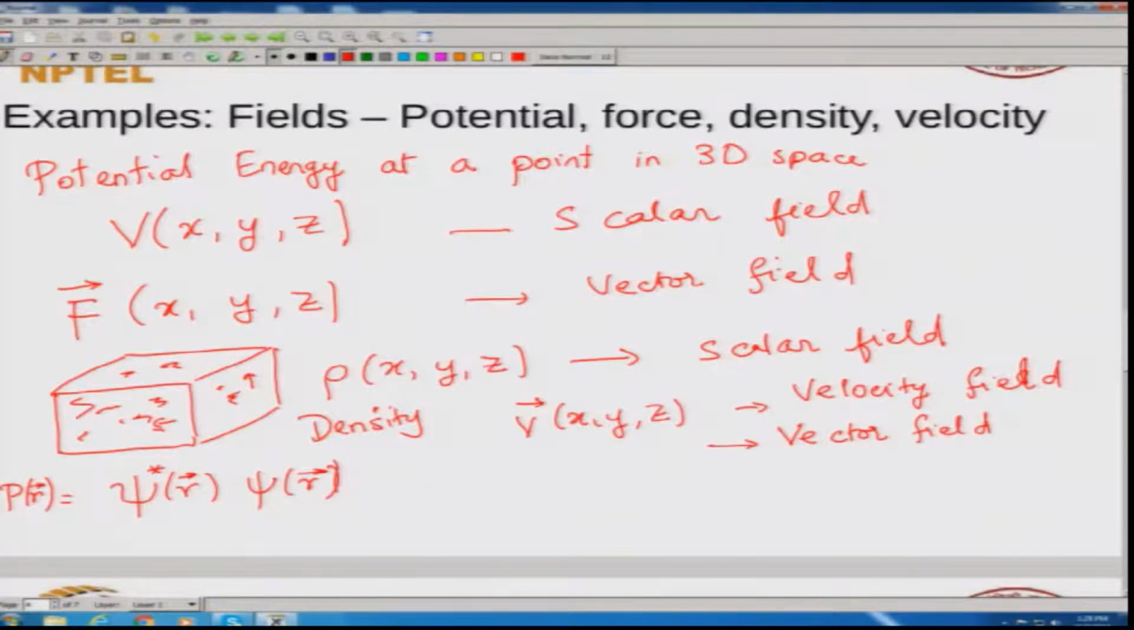Okay. Now this is a scalar field, because you can calculate the probability of finding a particle at some point in space. So that is another example of scalar fields. I mean, you encounter these objects all the time in various courses. So you should be aware of what scalar and vector fields are.